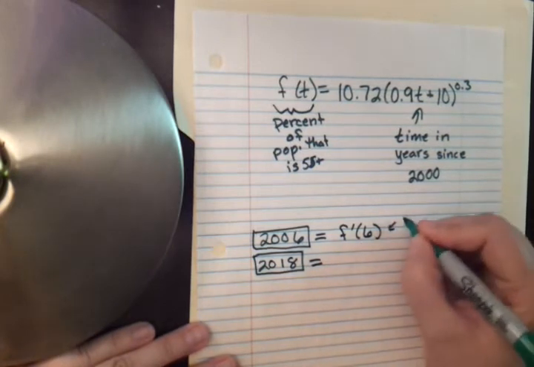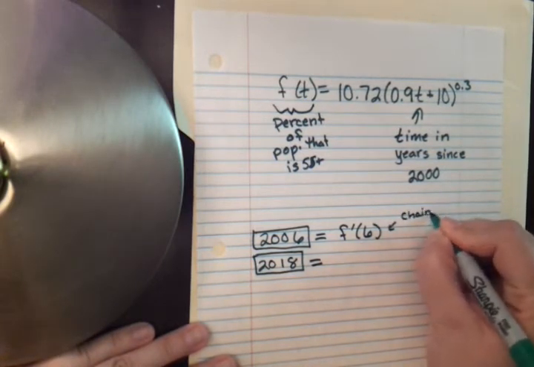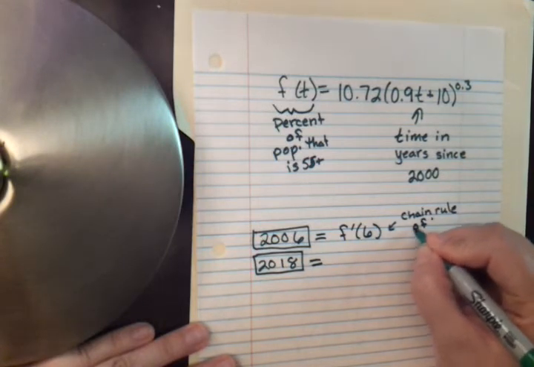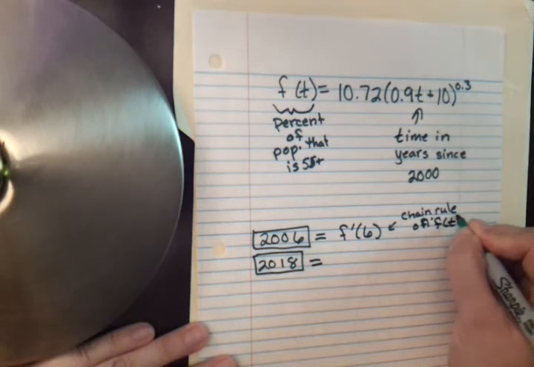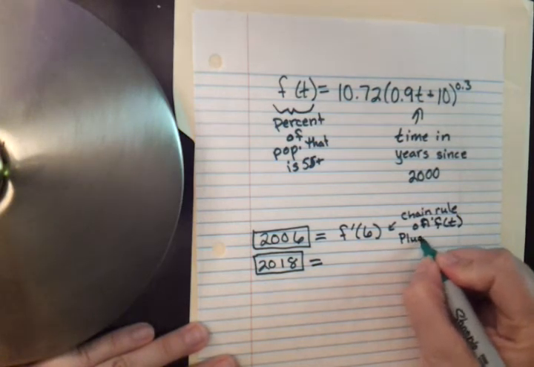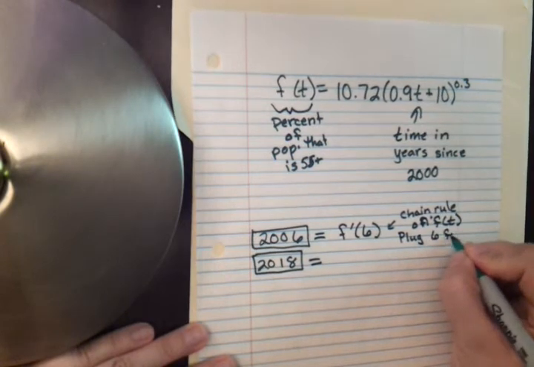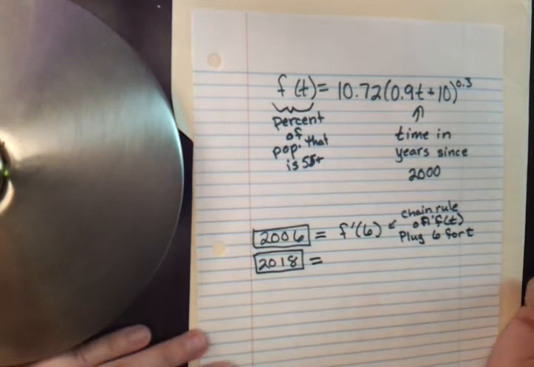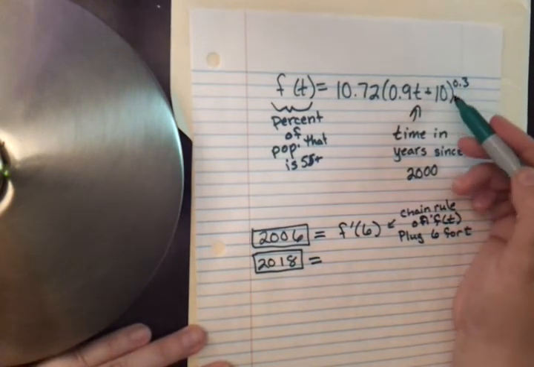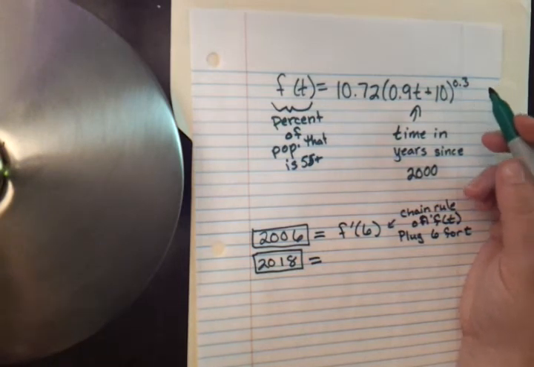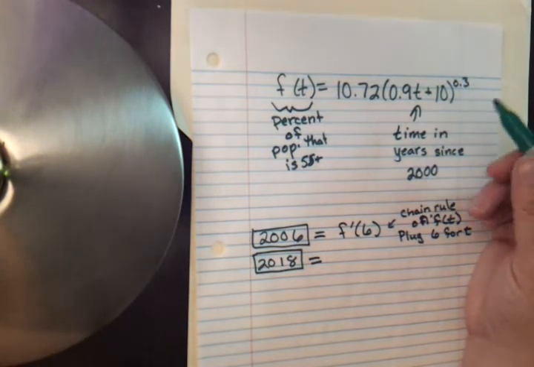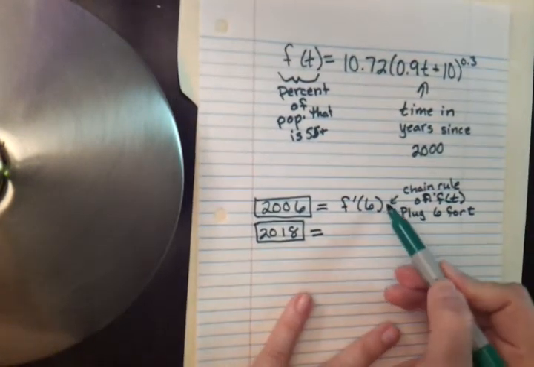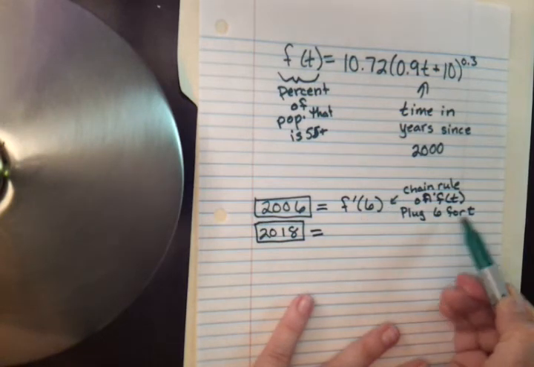So to get this, you're going to need to use the chain rule on f of t, and then plug in 6 for t and solve it. Make sure that you round to the right number of decimals. They're asking for 3 decimals, okay? So you know how to do the chain rule. You're probably going to need your calculator to do it this time because you're going to get some interesting exponents, but you know how to do it. You've done it. So this one, you do the chain rule and then plug in 6 for t.